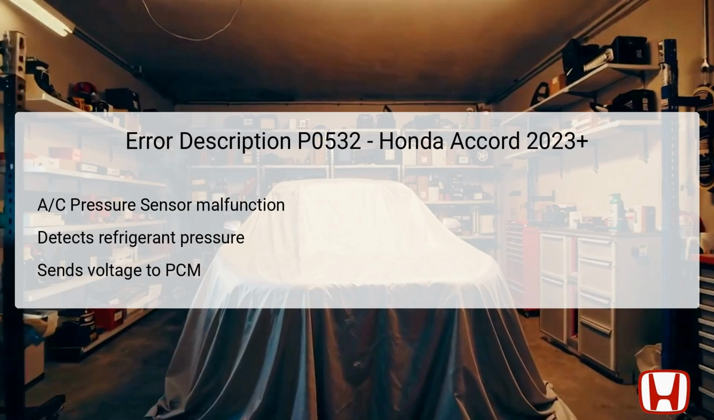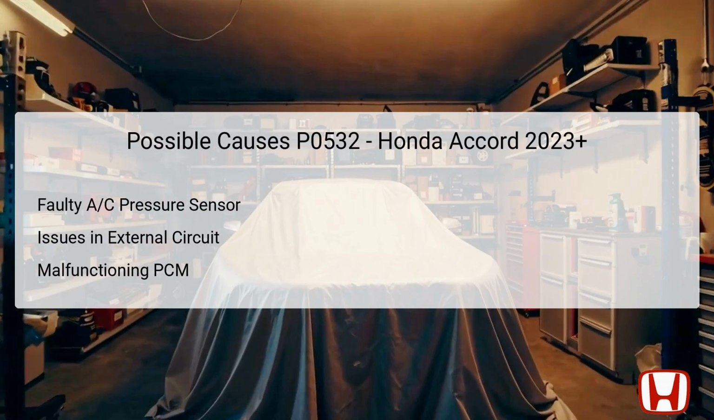The sensor's location is typically found along the AC lines or near the AC compressor, making it directly involved in the cooling process. Proper understanding and location of this component are crucial for effective troubleshooting. A few factors may trigger the DTC P0532, starting with a faulty AC pressure sensor.